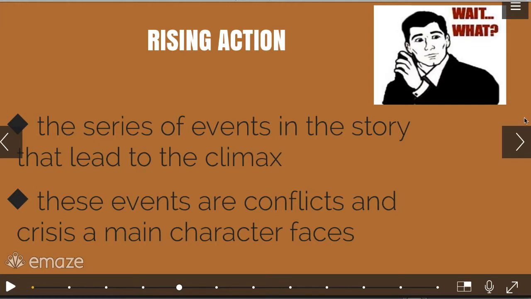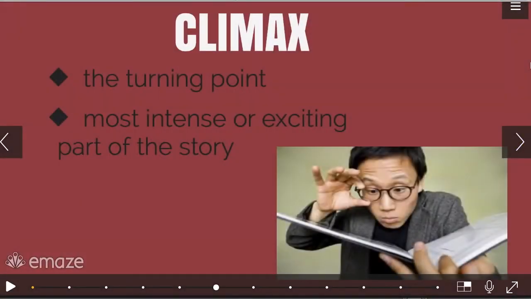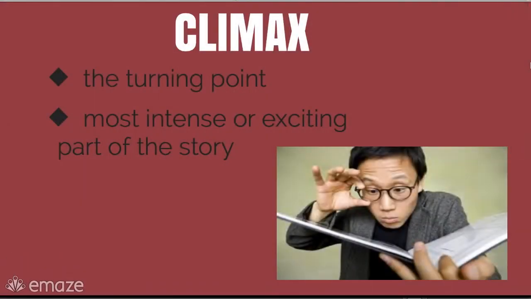Climax. This is the most intense or exciting part of the story. So now the rising action is being developed, there's problems, there's conflicts. Climax is the turning point. This is where the problem could go either way. It can go great for the character, or it can go really, really bad. As a reader, you look like our friend here on the bottom right hand of the screen. You are so into the book.